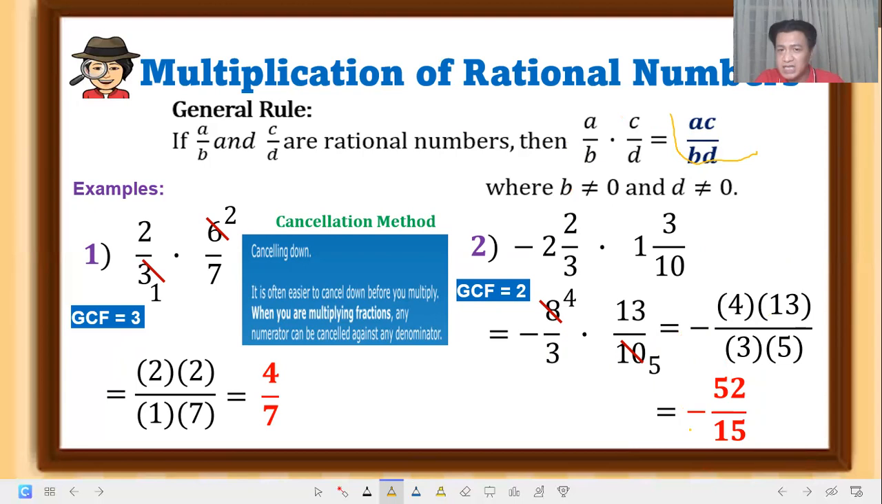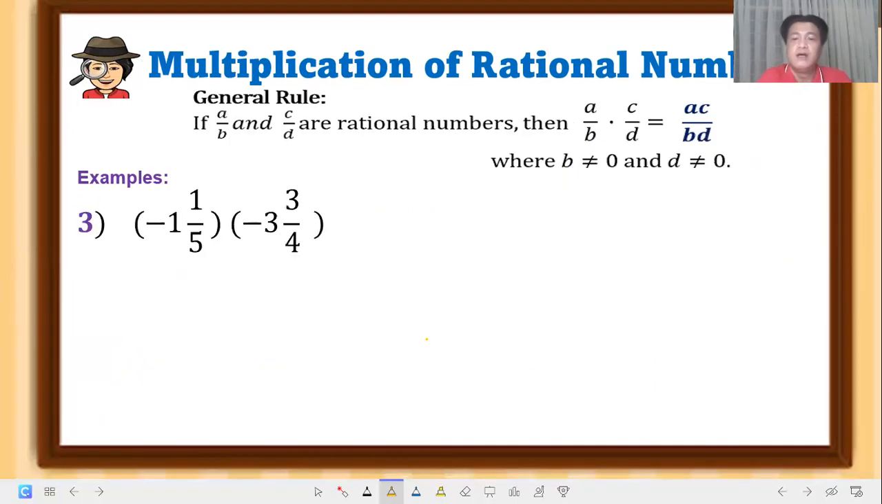Since may negative dyan, kaya dapat hindi mo pwede iiwan yung negative. Kasama po siya dyan. Okay, so can we reduce it? No, kasi wala na po siyang common. Okay, with that, let's proceed to example number 3.